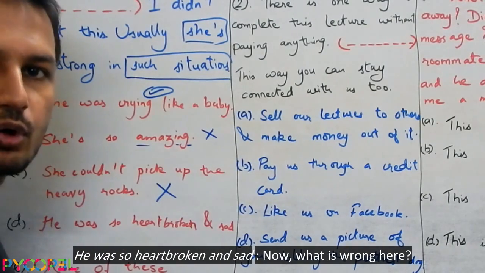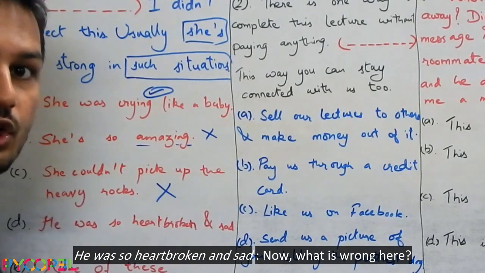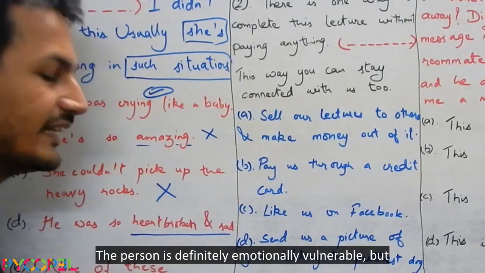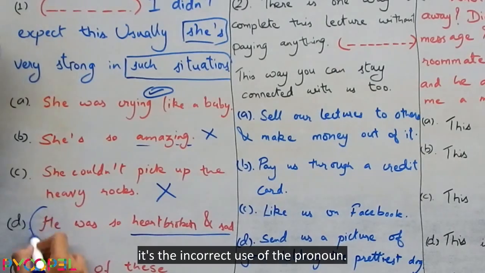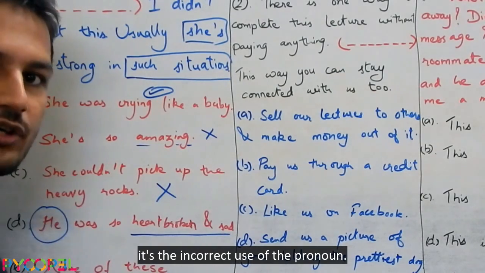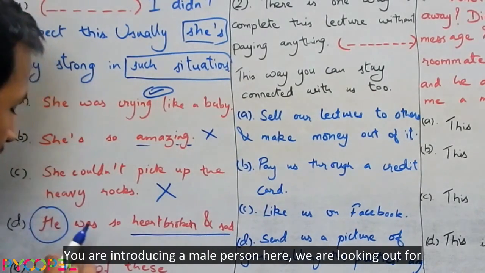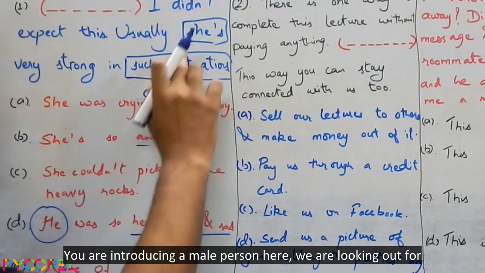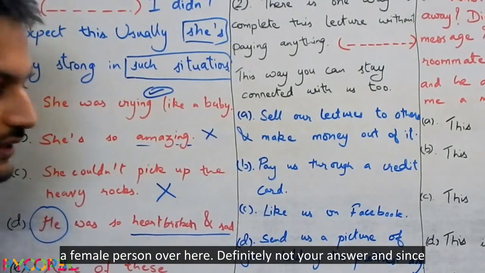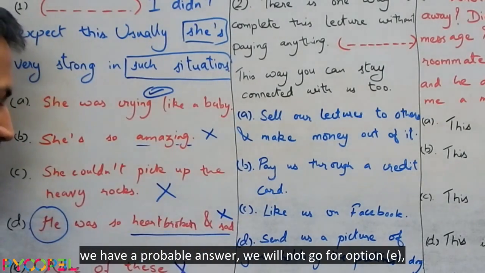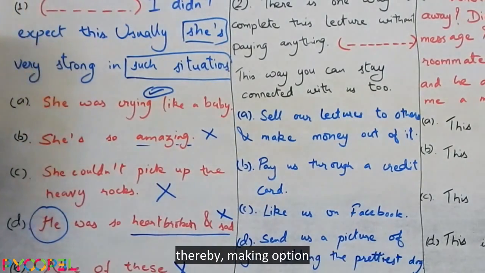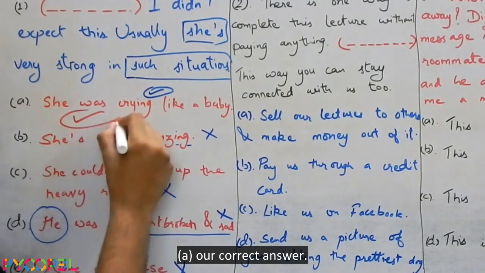"He was so heartbroken and sad." Now, what is wrong here? The person is definitely emotionally vulnerable, but it's the incorrect use of the pronoun. You're introducing a male person here, and we are looking out for a female person over here. Definitely not your answer, and since we have a probable answer, we will not go for option E, thereby making option A our correct answer.